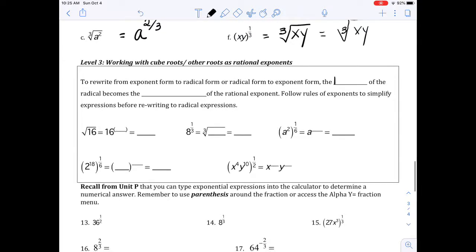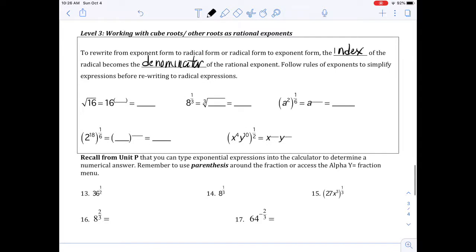All right, so when you're rewriting from exponent form to radical form or radical form to exponent form, the index of the radical becomes the denominator of the rational exponent. Follow rules of exponents to simplify expressions before rewriting. Okay, so the square root of 16 would be 16 to the 1/2, and that would be 4. Square root of 16 is 4. 8 to the 1/3 is the cube root of 8, which is 2.